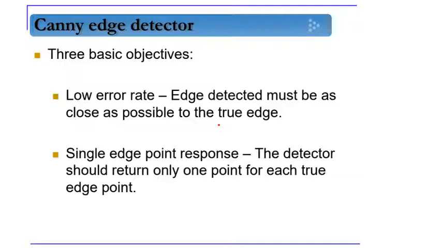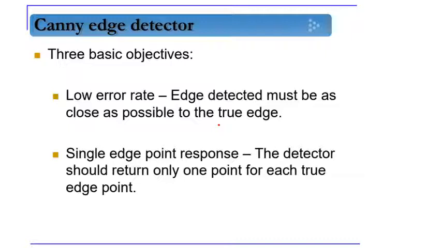The second is that edge points should be well localized. Now what does it mean? The edges located must be as close as possible to the true edges. That means the distance between the true edge and the edge which has been located, using this Canny edge detector algorithm, should be as minimal as possible, so that we will get the exact position of the edge.